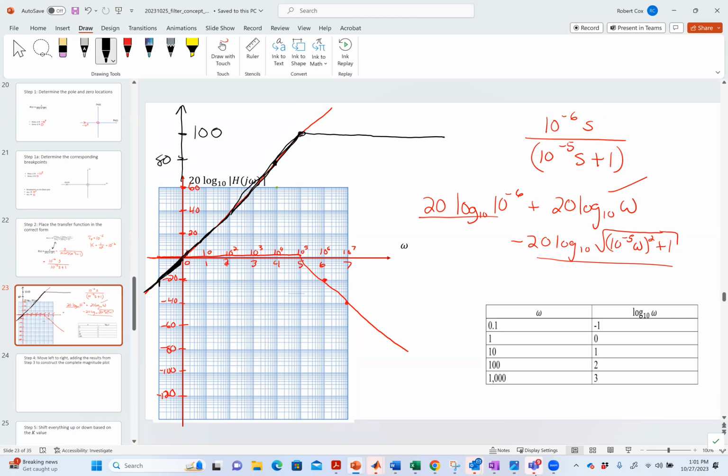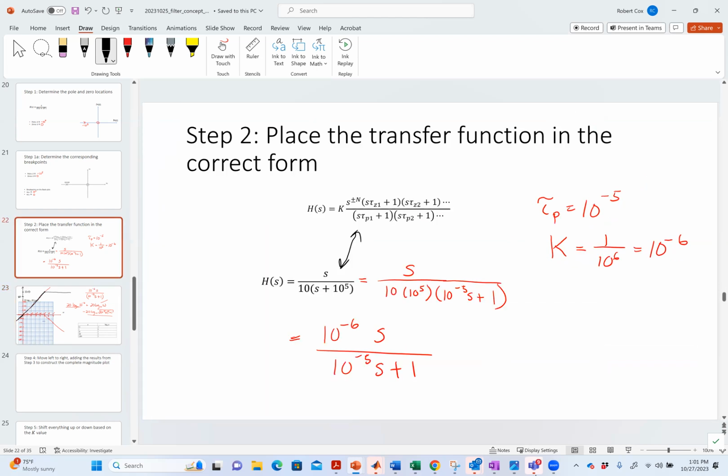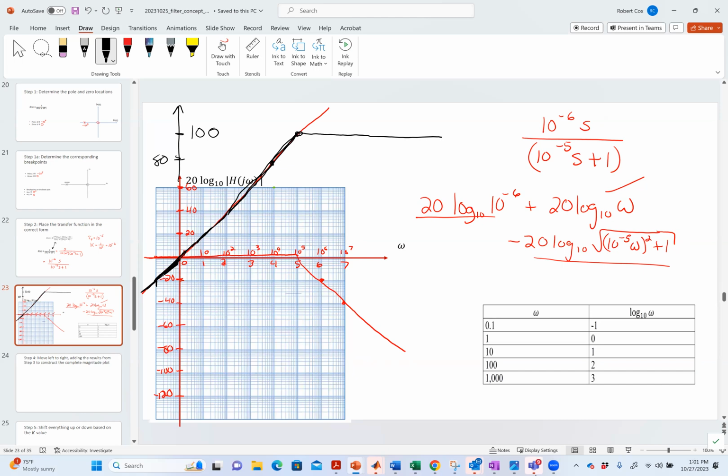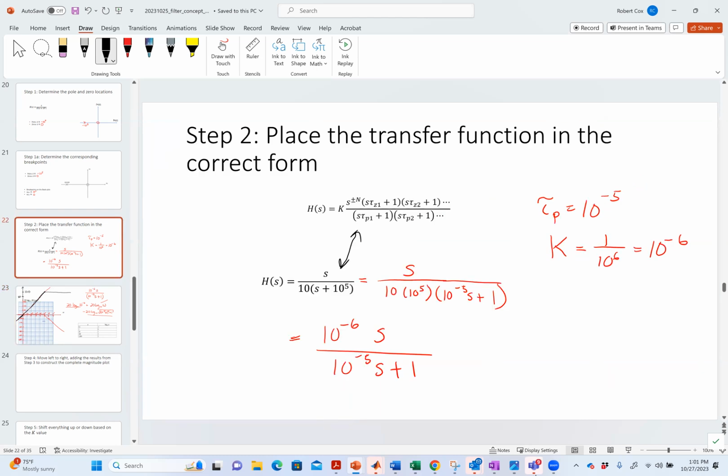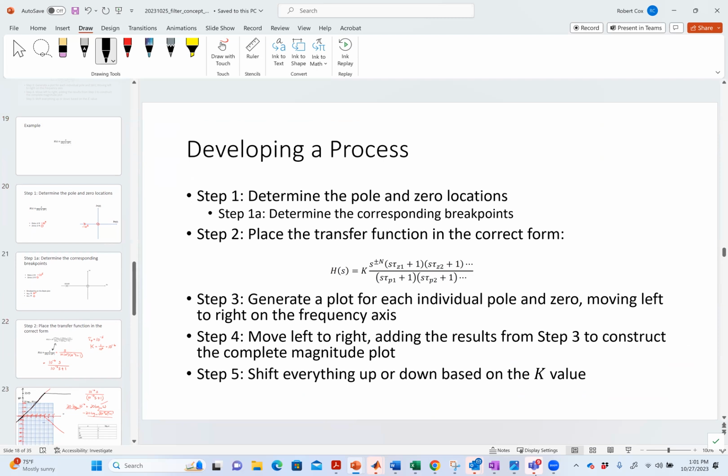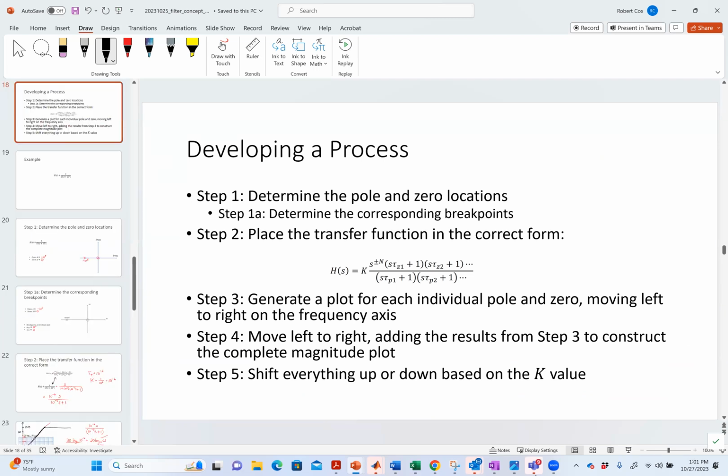So not done yet. What's step 5? First of all, questions about this, because it's probably the hardest part of the whole thing, getting them added together. This notion of adding them at each individual frequency is the thing I always find messes with people's brains. You're adding them at each individual frequency. So what do I need to do to finish this? I've got to do my step 5. What was step 5? Shift everything up or down based on the K value.